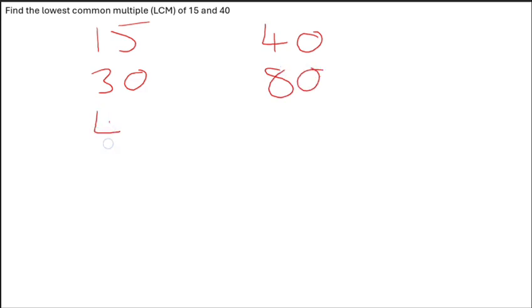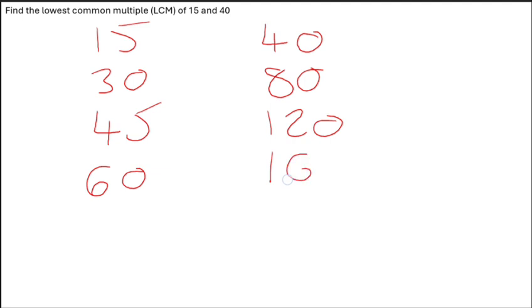Okay, so I'm going to do the same thing for this next question. Find the lowest common multiple of 15 and 40. So start off with my 15. I can write my 40, then 30, then 80. I've got 45, then 120. I've got 60, 160. I've then got 75.